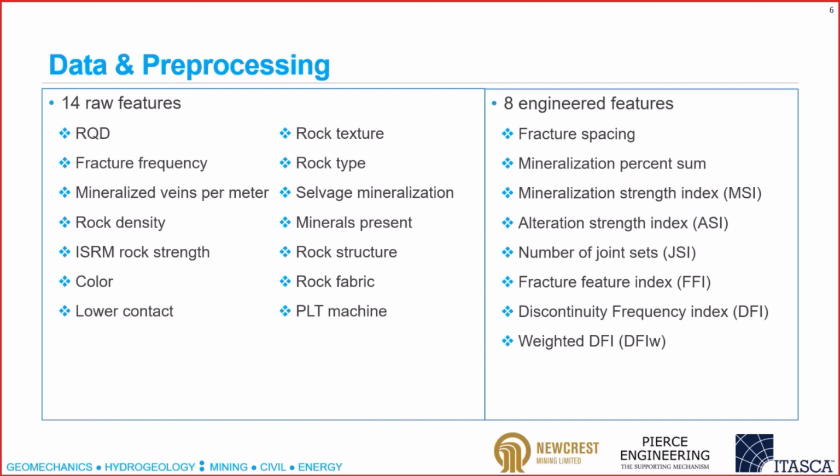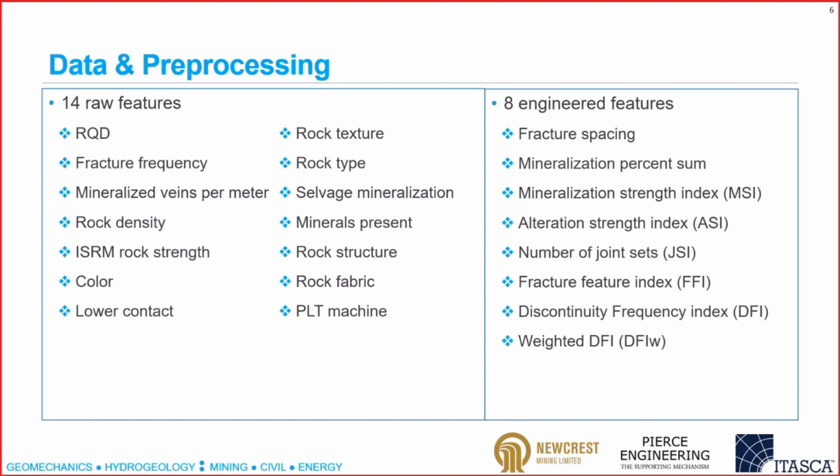And so these were all of the features we had in our data set. Some of the raw features, the pieces of information they already had on the core logging sheets, were things like RQD, fracture frequency, mineralized veins per meter, the rock density, the ISRM rock strength, which is that R hardness test you do with a hammer, the rock color, what the lower contact was, the texture of the rock type or lithology, selvage mineralization, what minerals were present in the core, the rock structure, rock fabric, and then also what point load test machine was used to do the test.